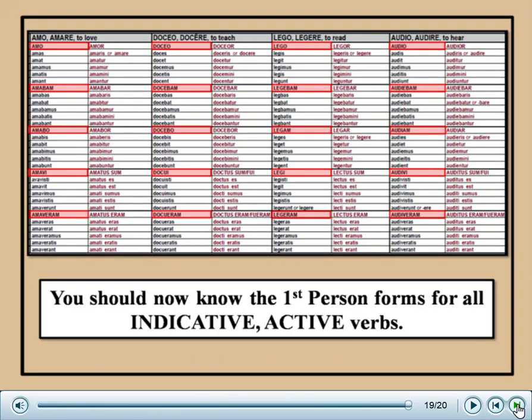You should now know the first person forms for all indicative active verbs. We've studied each of the four conjugations, and you can see the boxes that we've learned highlighted in red. Find these on your Latin verb summary chart and make sure you understand what we've covered so far and what we have yet to cover.